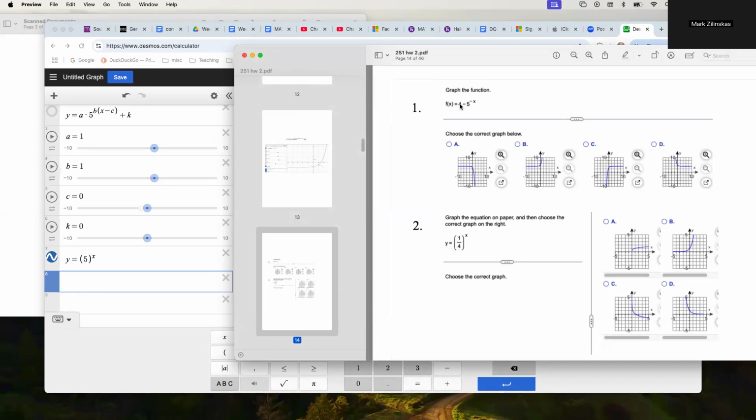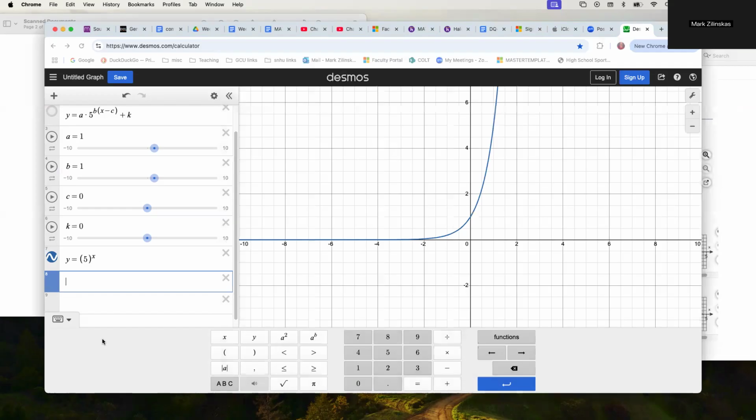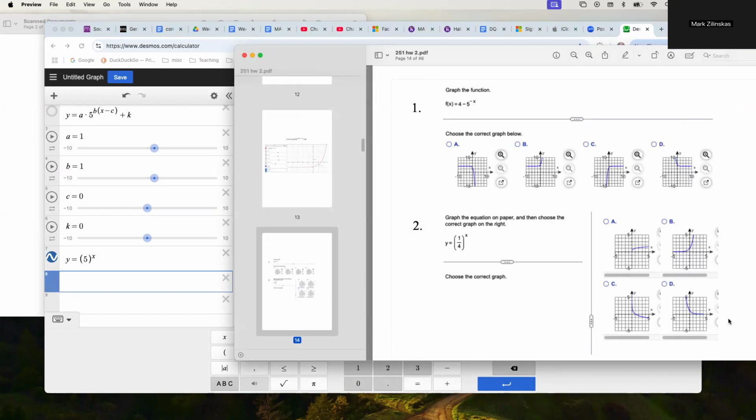And then I just add 4 to the function, so that's going to shift the graph up. The idea is to pick the proper graph out of these 4 that match up with this. So knowing how this negative and that 4 affect the function, we're going to come over here and look at this.